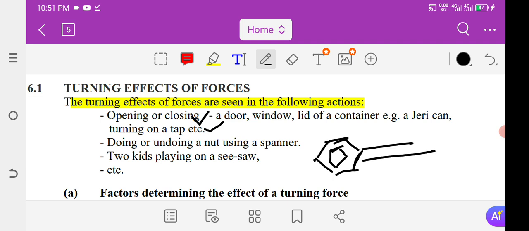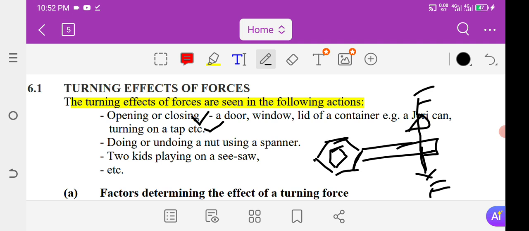So this is a spanner. You shall need to apply a force. Depending on what you intend to do to the nut, you either apply a force there, force F, or apply a force upwards. So it will cause the nut to turn.